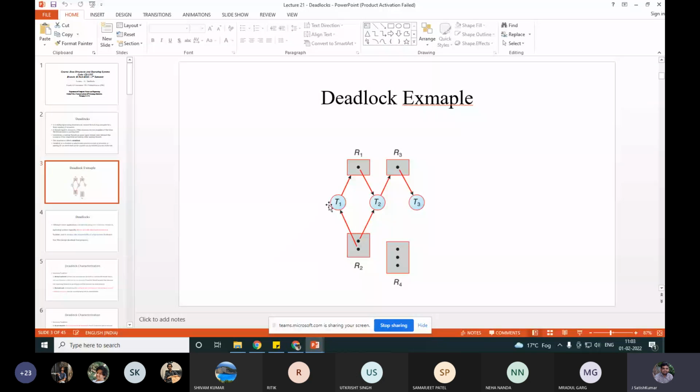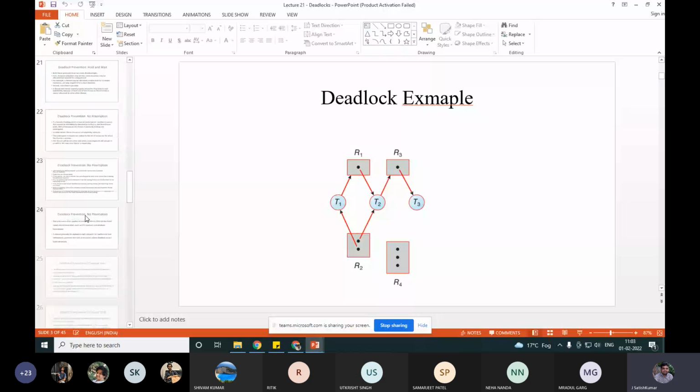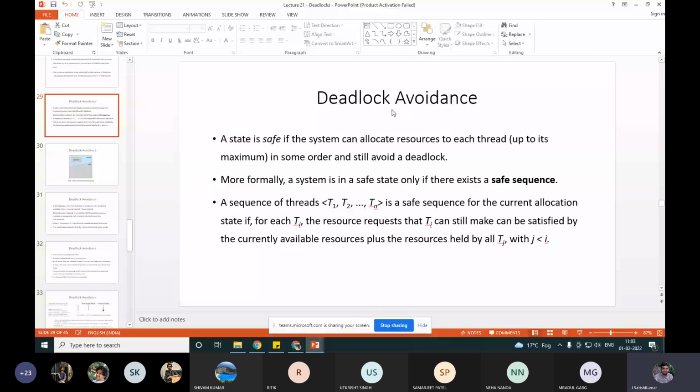Suppose T1 is holding R2 and requesting R1, but this resource is held by another process and it keeps waiting. There is a cycle. We can say that there is deadlock. Even if you don't understand anything, remember this method, deadlock avoidance. Deadlock avoidance is one of the methods used in operating systems.